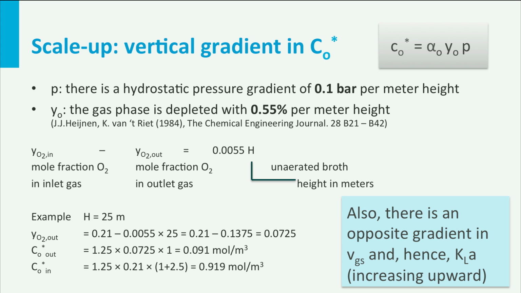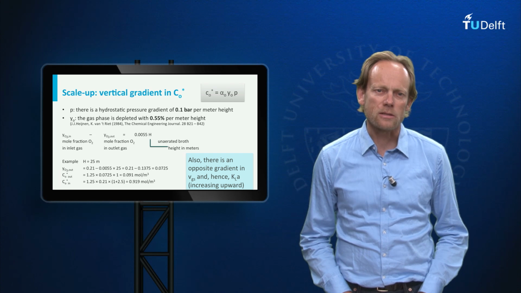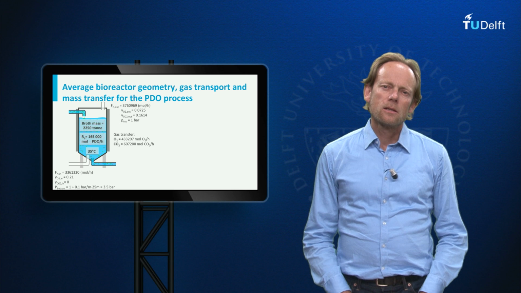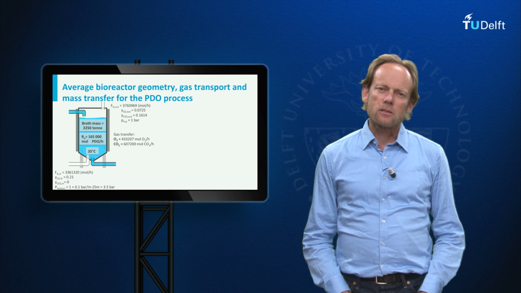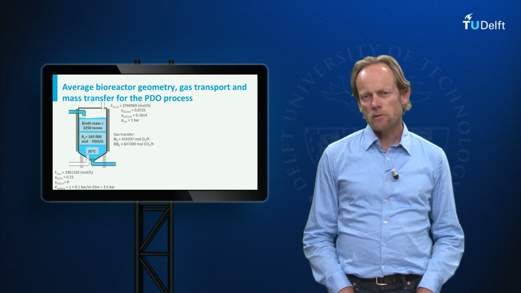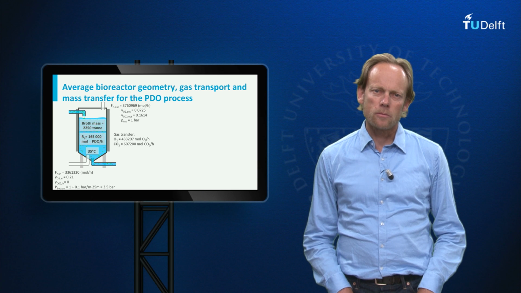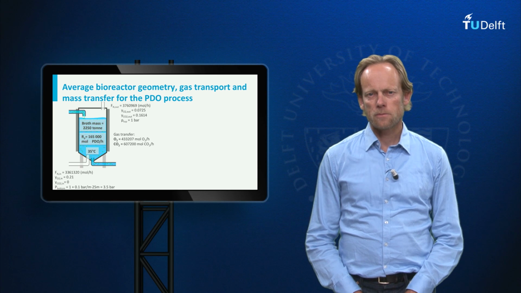Apart from this, there is an opposite gradient in the superficial gas velocity and KLA due to the expansion of the bubbles. This can be easily quantified. We will now apply this information to the PDO case at the optimal mu of 0.0245 per hour, in which we use the bubble column in a continuous mode of operation.